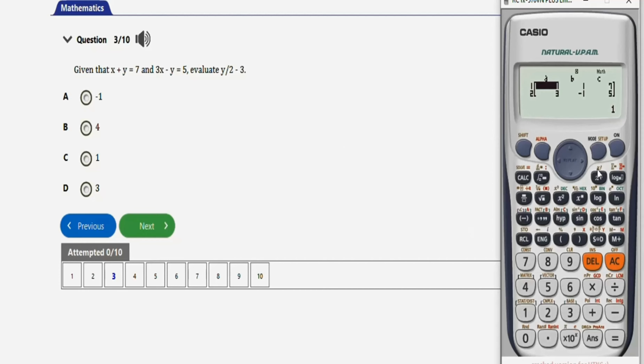So let's go back to press 1. X is 3, y is 4. So this will give us a fraction. And y, we got it to be 4 over 2. Minus 3. The answer will be negative 1, guys. Negative 1. So the right option is option A. Okay, so that's it for this question.